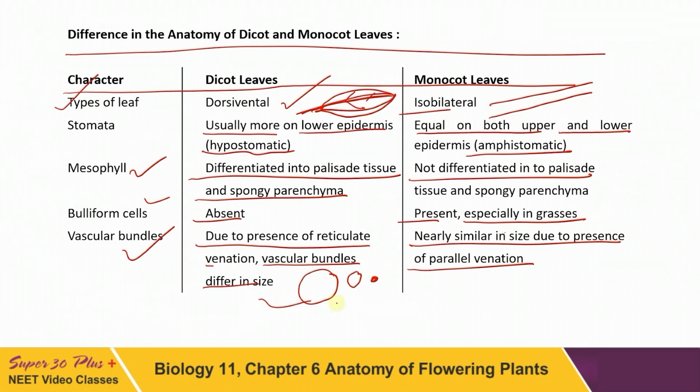Then that way part 5 is over. Part 6 we have to do, and in that part, in the end, we have to discuss the NCERT exemplar and then the previous year examination questions, because that will be the last part of the chapter, Anatomy of Flowering Plants. Thank you.